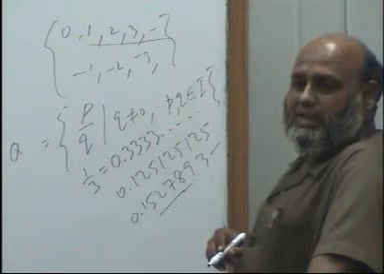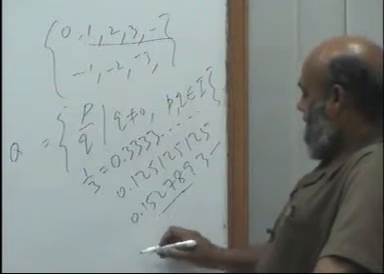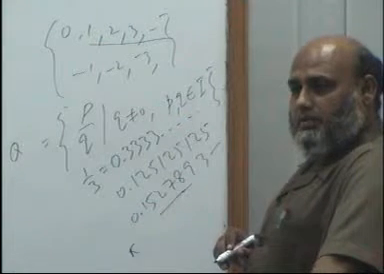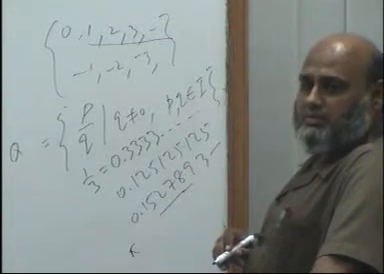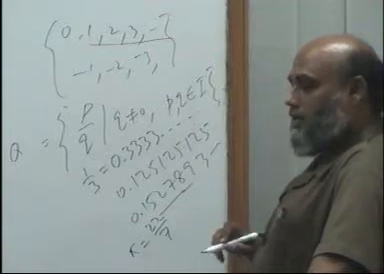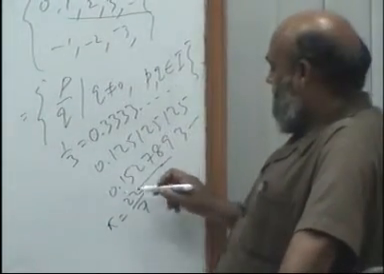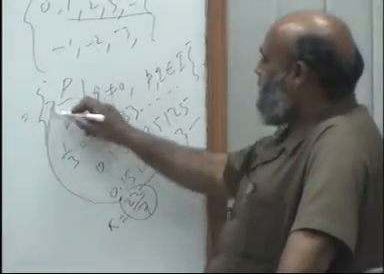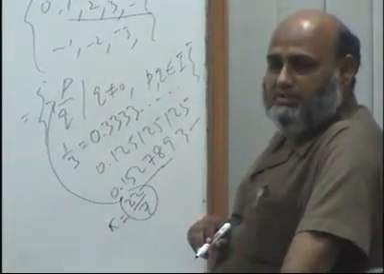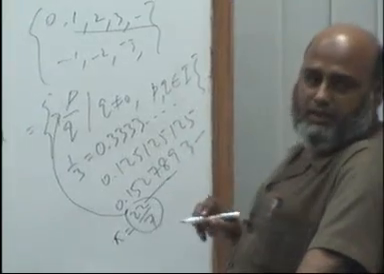Numbers like these are irrational numbers. For example, pi is an irrational number, although we used to say that it is 22 upon 7. If we use this, then it would be a rational number of this type.